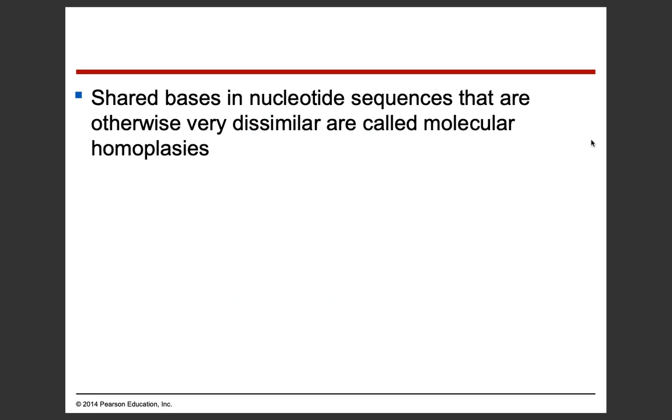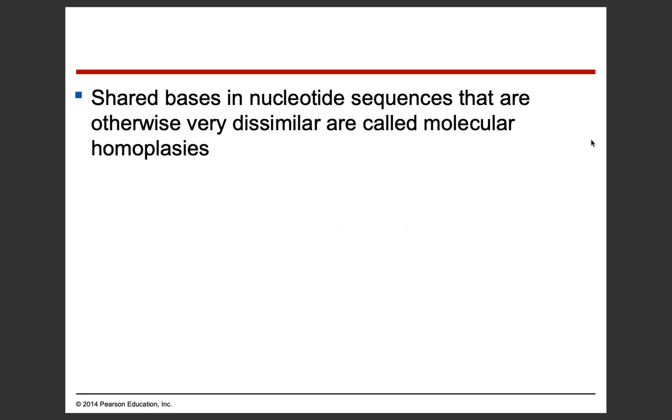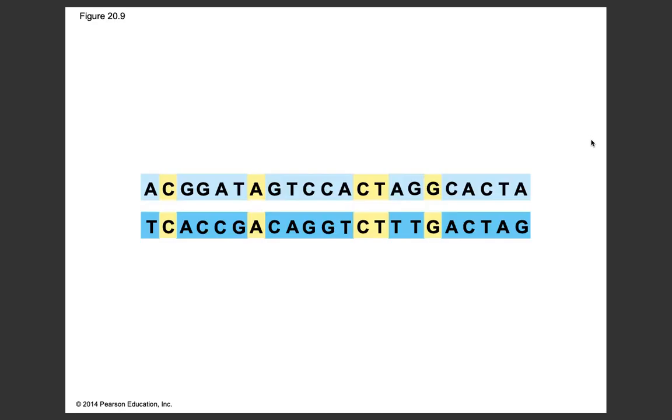So shared bases in nucleotide sequences that are otherwise very dissimilar are called molecular homoplasies. And here's an example here. You have some that are similar, but overall the nucleotide sequences are otherwise very dissimilar. So it's mostly dissimilar, but you have a couple random similarities. That's not going to be like, oh, the genes are the same. Not exactly. You have some similarities, but for the most part, they're going to be pretty different, because the majority of the sequences are different, which means that they're going to create different mRNA, which means they'll make different proteins, which then have different purposes, structures, all of that.